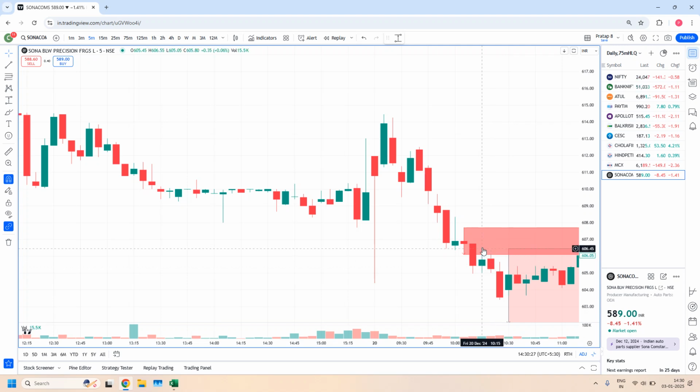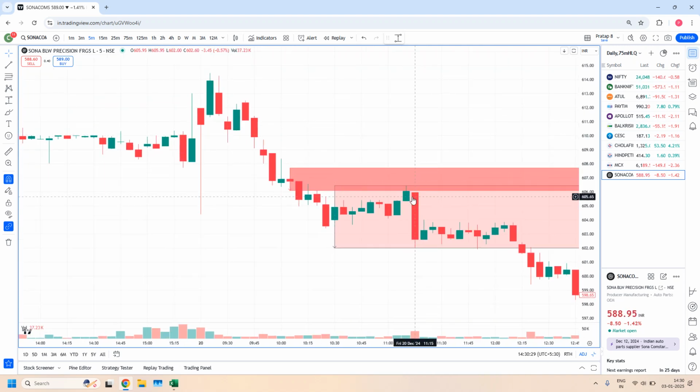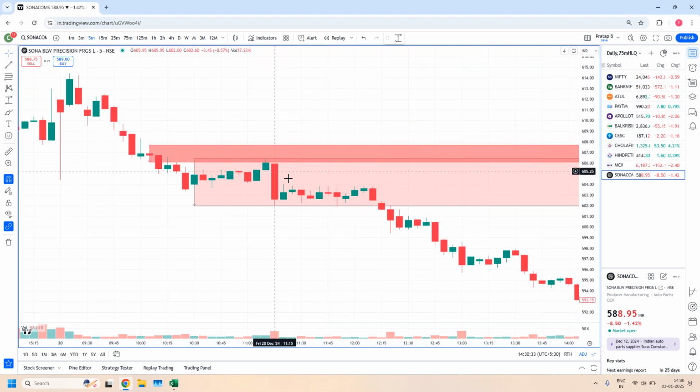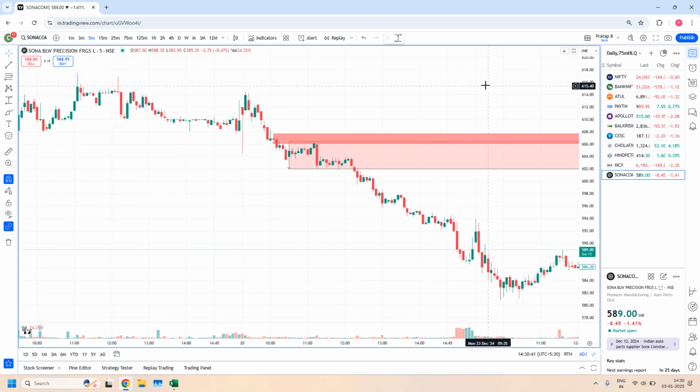After that, it is tested the first time, the second time, and then this entire leg-out formation of the 75-minute zone is completed here. It picked up the orders and then the whole down move started.